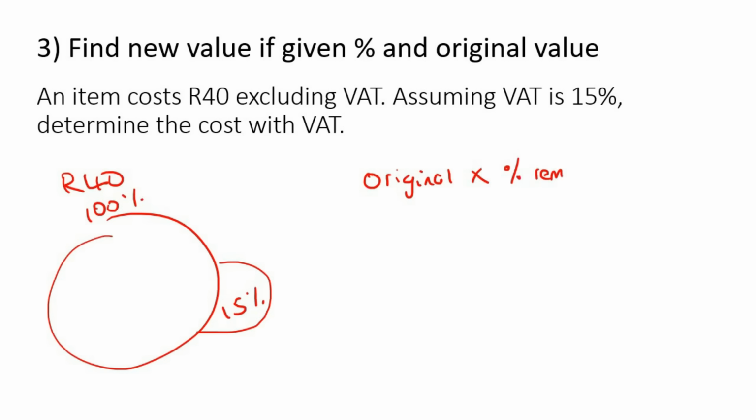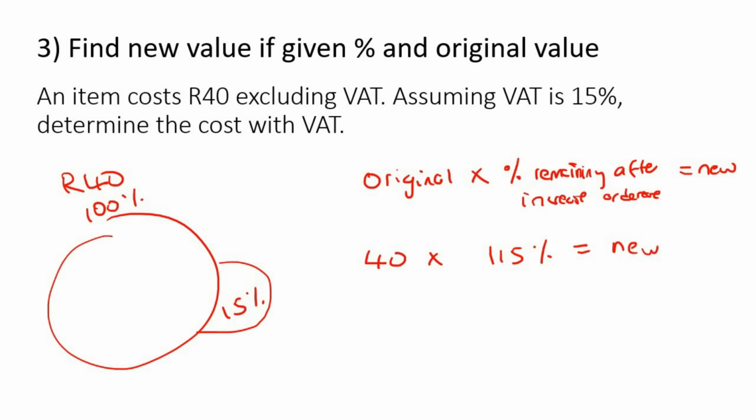So you could say original multiplied by percentage remaining, this is after the increase or decrease. I should have written that earlier. After increase or decrease equals the new price. So the original price was 40 Rand. The percentage remaining after the increase or decrease is 115% now, and that's equal to the new price. If you calculate that, you end up with the new price as 46 Rand.